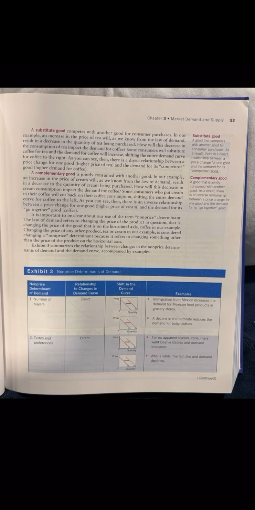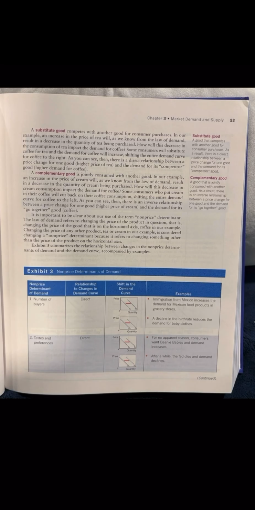A complementary good is jointly consumed with another good. In our example, an increase in the price of cream will, as we know from the law of demand, result in a decrease in the quantity of cream being purchased. How will this decrease in cream consumption impact the demand for coffee? Some consumers who put cream in their coffee will cut back on their coffee consumption, shifting the entire demand curve for coffee to the left. As you can see, there's an inverse relationship between a price change for one good, higher price of cream, and the demand for its go-together good, coffee.